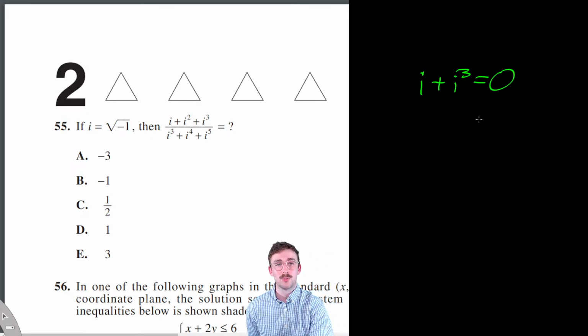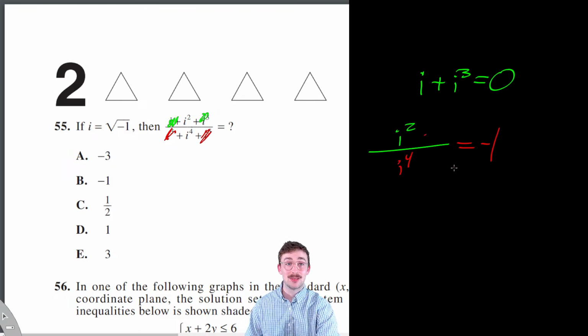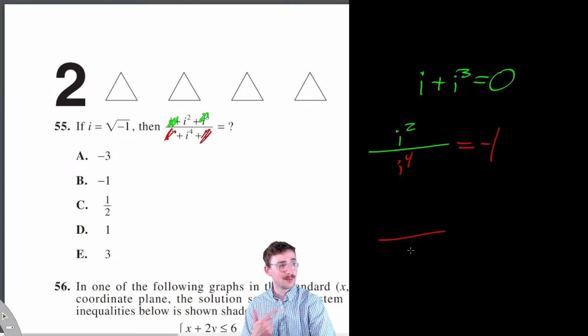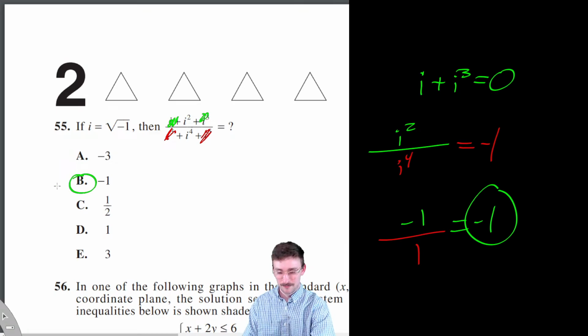So I know that those equal 0, which means I can get rid of this one and this one, and it's just i squared on top. Now let's look at the denominator, i to the third and i to the fifth. As I said, i to the fifth is the same thing as i to the first, so those also cancel out. It's i to the second over i to the fourth, and those are the same thing, just negative, so that's just going to be -1. i squared is literally -1, so let me color code this. i to the fourth is going to be +1, and i to the second is -1, so that's just -1. Boom, B.